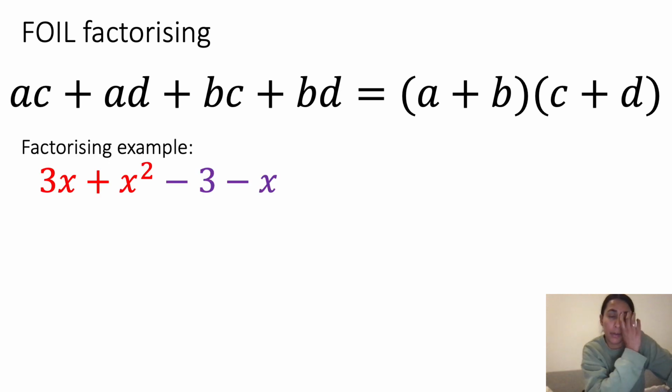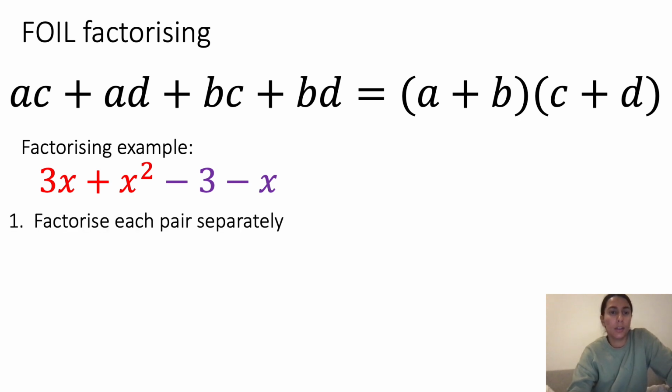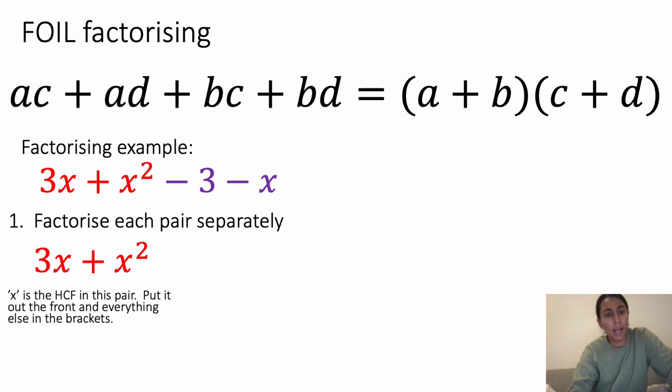Okay, this one here. So we've got 3x plus x squared minus 3 minus x. So again, I've grouped them. So I've got a pair here and a pair here. Let's go with red again. So we've got 3x plus x squared. X will be our common factor. X comes out the front, and I'm left with 3 plus x.